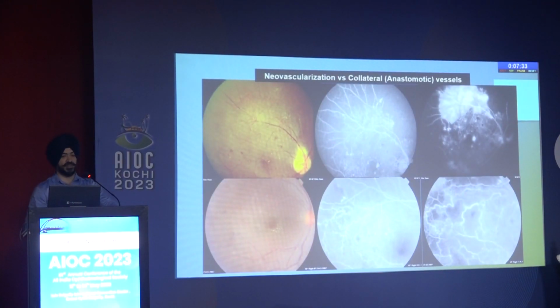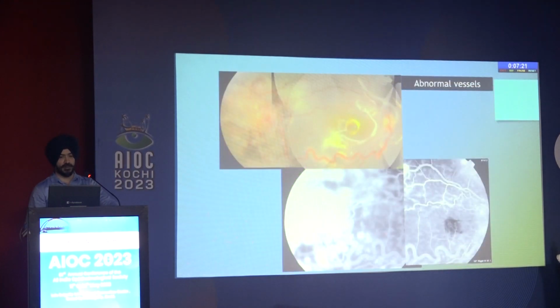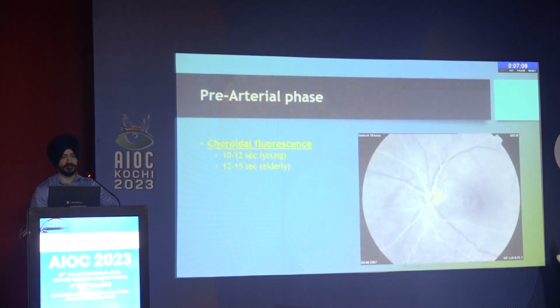Neovascularization and collaterals can be easily differentiated. You can see the intense leakage from the new vessels, whereas the collaterals will not leak as much. They might leak a little bit, but not as intensely as the new vessels do. Abnormal vessels are also classified under hyperfluorescence, but they either leak or are just a structural abnormality, so they do not actually describe a different pattern of hyperfluorescence.